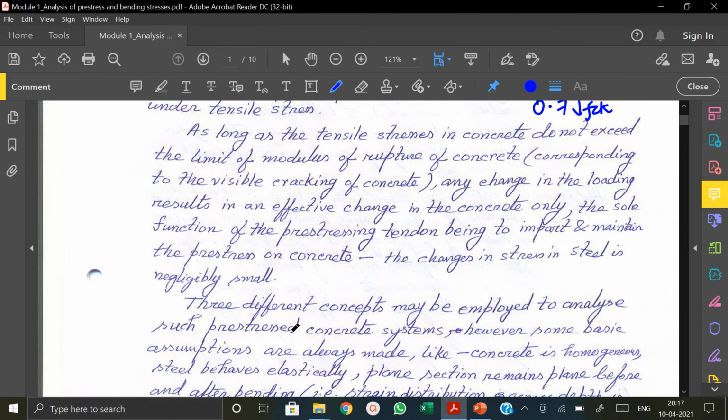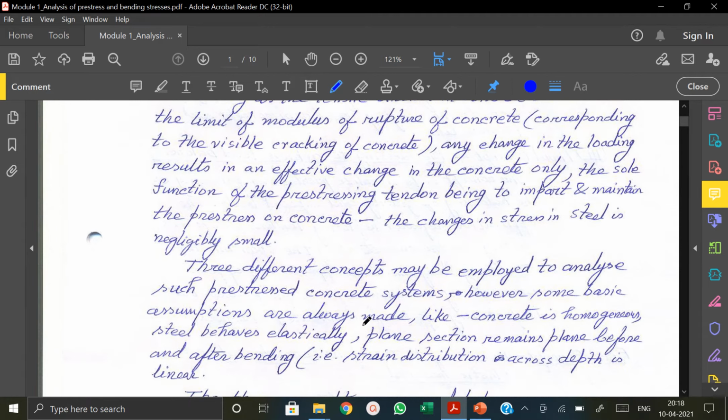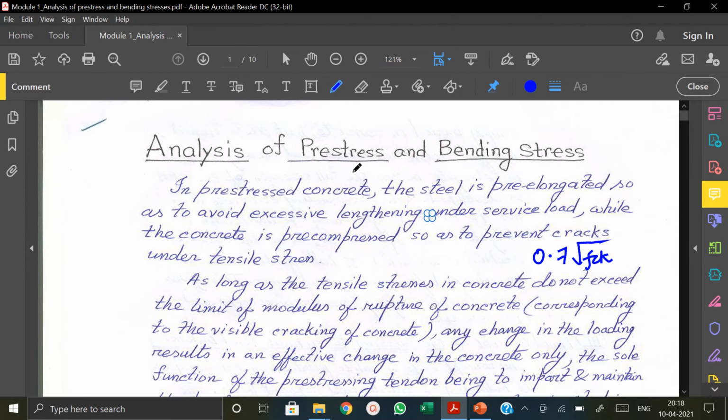So in order to analyze, we are using three different concepts. That is, three different concepts may be employed to analyze such prestress concrete system. However, some basic assumptions are always made, like your basic assumptions that we make, that is, concrete is homogeneous, steel behaves elastically, the plane section remains plane before and after bending, that is, the strain distribution across the depth is linear. These assumptions are made, and based on that we are going to do the analysis of the prestress and bending stress in a beam.